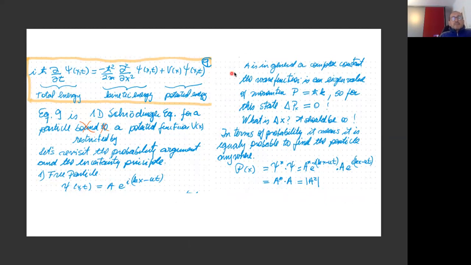So this is the way we could get the potential energy into the equation, and this is what we get. This is the one-dimensional Schrödinger equation for a particle living in a potential V(x). Spectacular. The total energy is given by this second derivative term, the kinetic energy term, and this is the potential energy term. So now this is the equivalent of Newtonian mechanics for the quantum world.